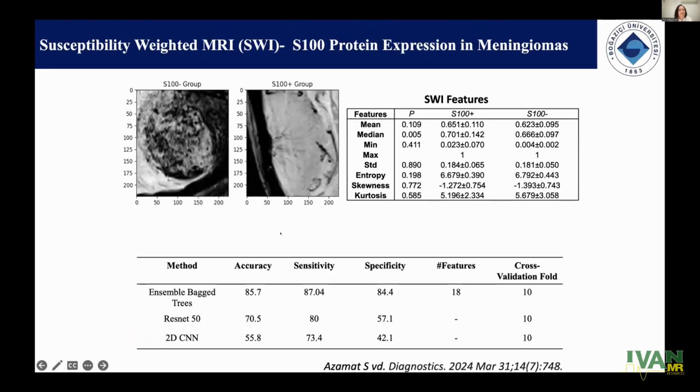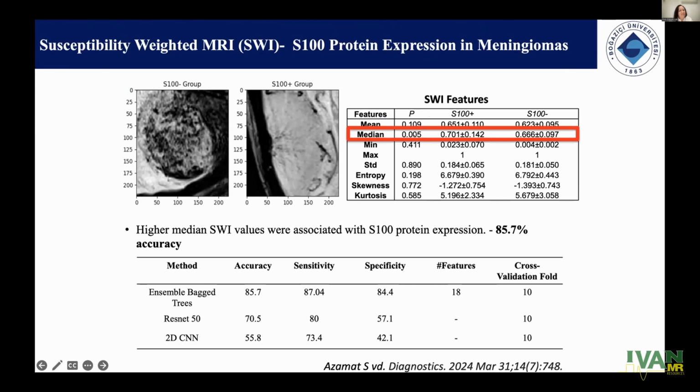We also used susceptibility-weighted MRI for S100 protein expression prediction. I don't even need to talk. Take a look at these two images. This is an S100 negative, and this is the S100 positive data. In the S100 positive, there is much less vasculature. And as I told you earlier, this is a lower grade marker.